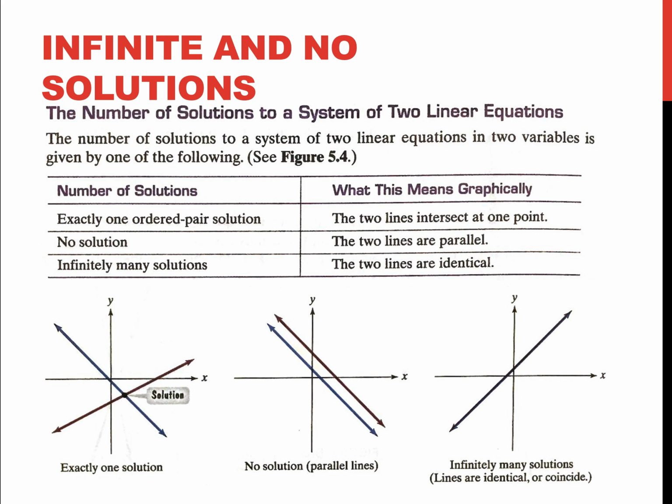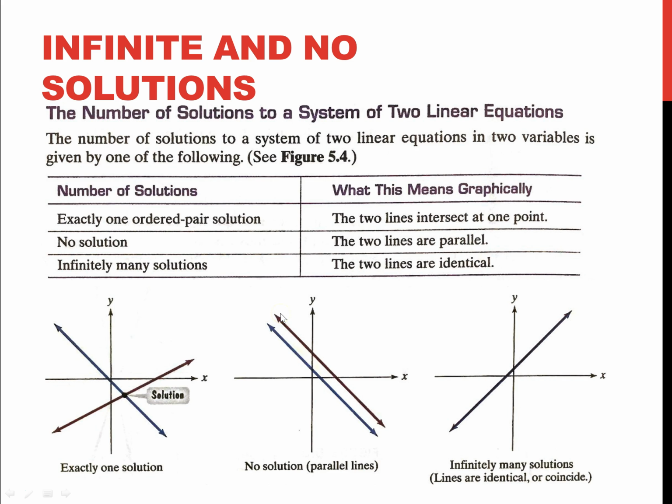All right, and so let's talk about infinite and no solutions. So the three different cases that you can get when you're dealing with a system of equations. All right, more often than not, you're going to end up with exactly one solution. That just means that the two lines intersect at one point. And you see here, solution. All right, but what happens when the lines have the same slope and a different y-intercept? Well, those lines are parallel.